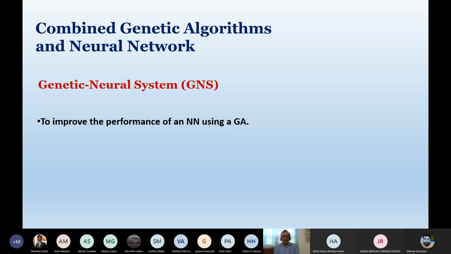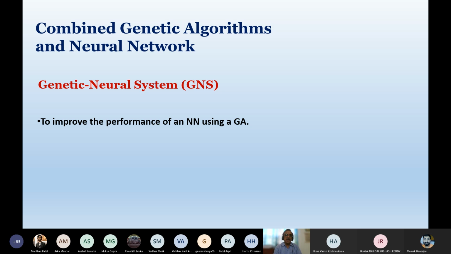Okay, now let me start with today's topic, a very interesting topic called the neuro-fuzzy system. How do we combine the neural network with fuzzy logic to develop the neuro-fuzzy system to solve some real world problems in a very efficient way? That is what I'm going to discuss.